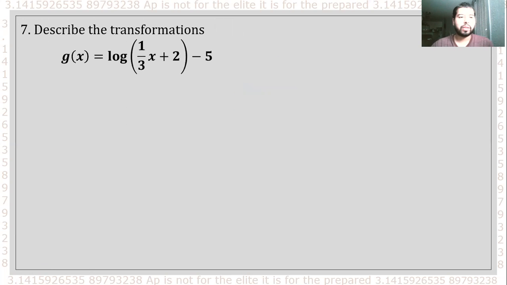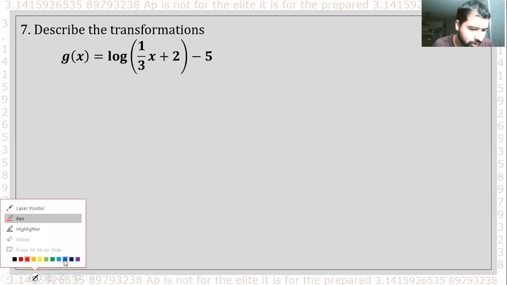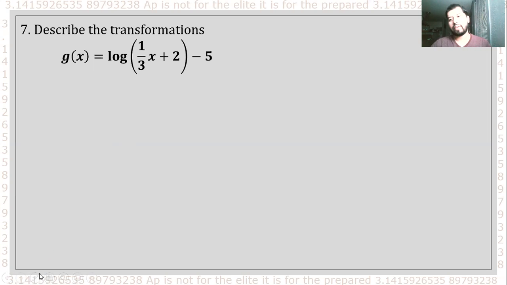Alrighty, I'll help you out with this one right here, describing this transformation. Transformations work pretty much the same for all functions. It's just a matter of identifying items. If you were to have a number right here, this would tell you vertical stretch or vertical compression, but we don't. So it's a 1, nothing really affects us. This 1/3 x plus 2.